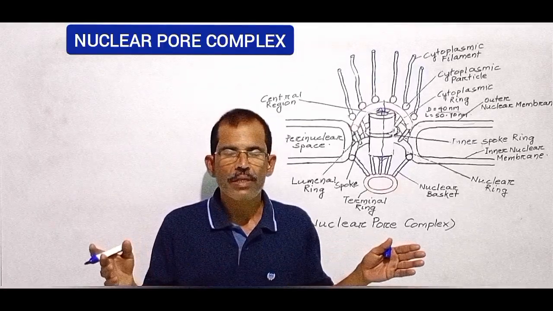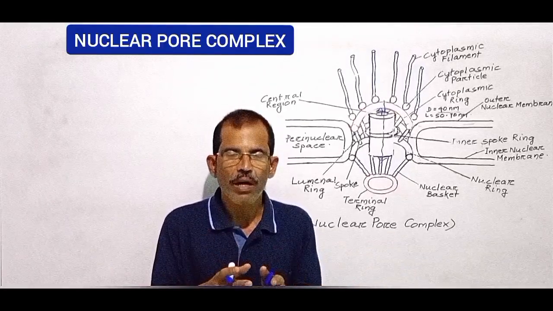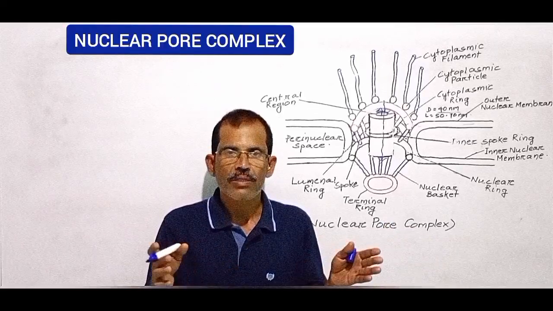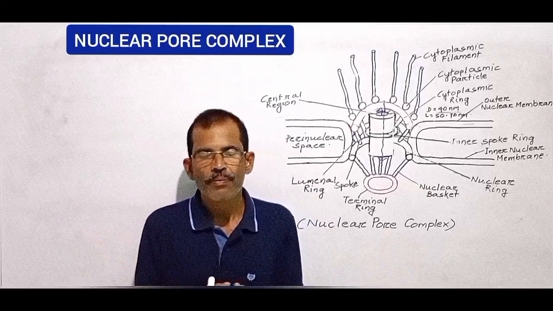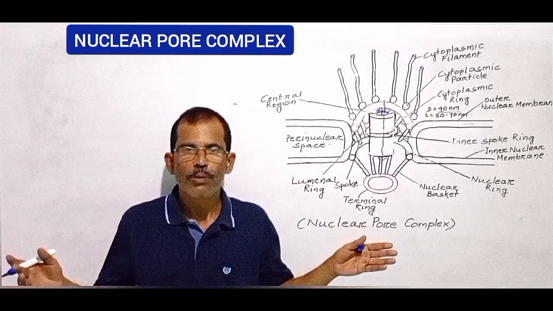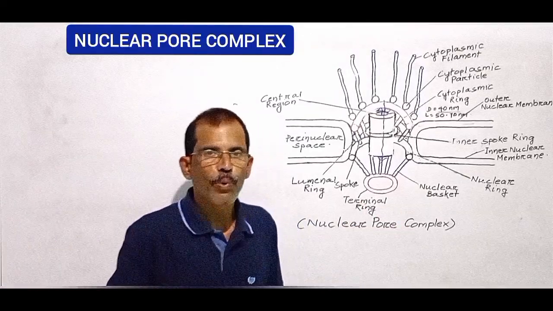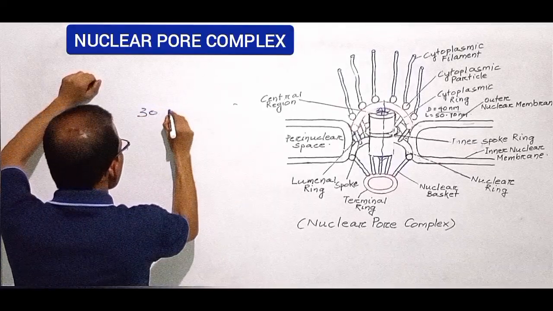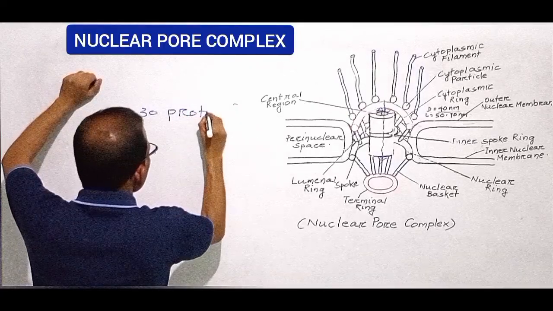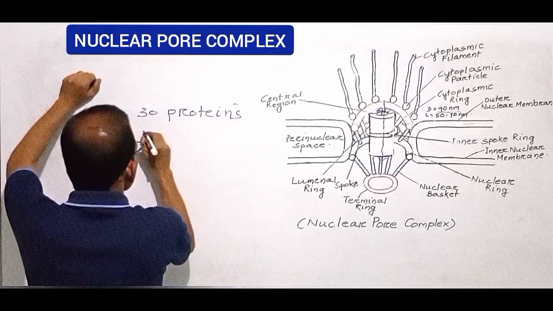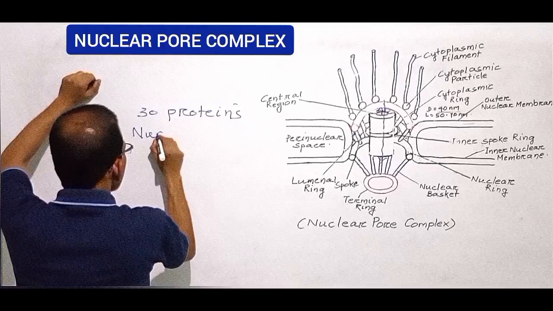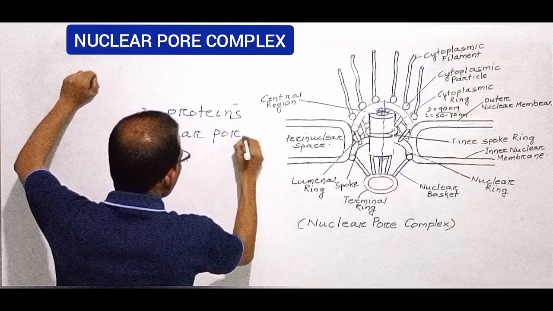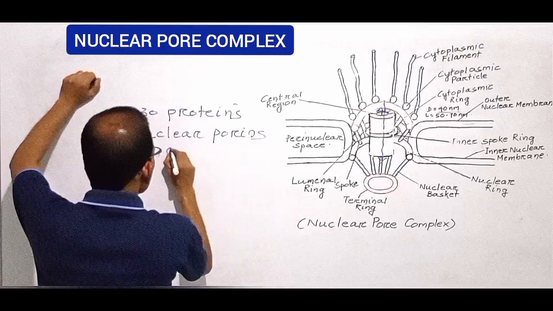Nuclear pore complexes can perform about 1000 translocation events per second, shuttling a mass of 100 million daltons. Despite its high molecular mass, nuclear pore complexes contain only 30 different proteins known as nuclear porins, or nups.